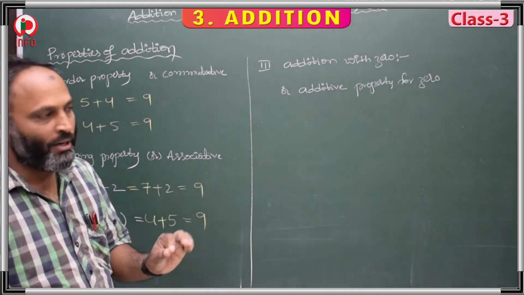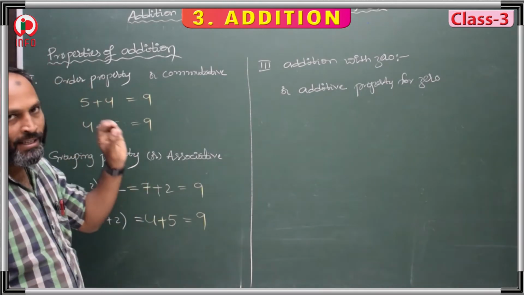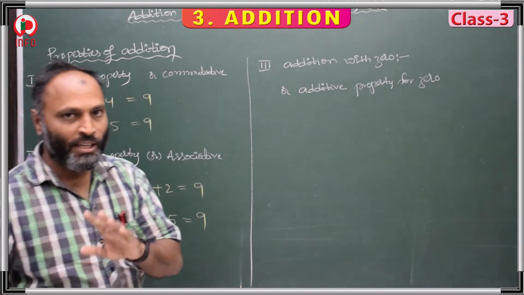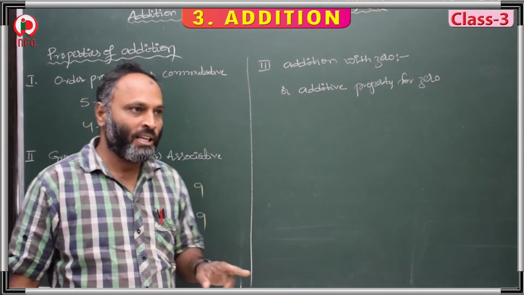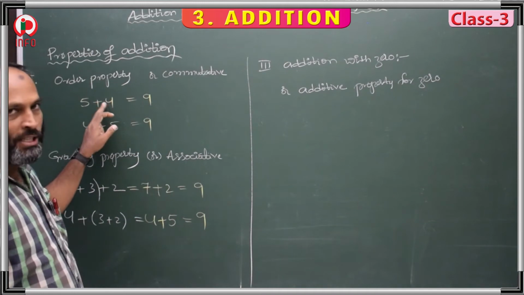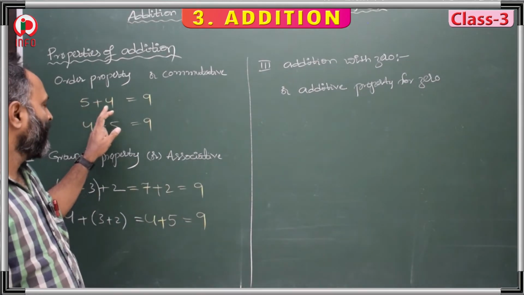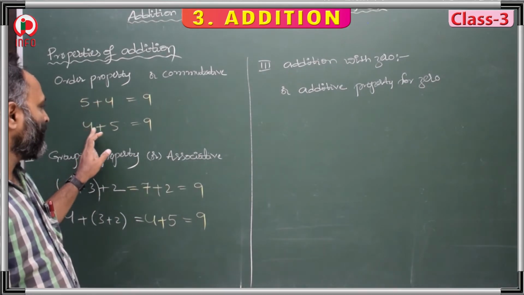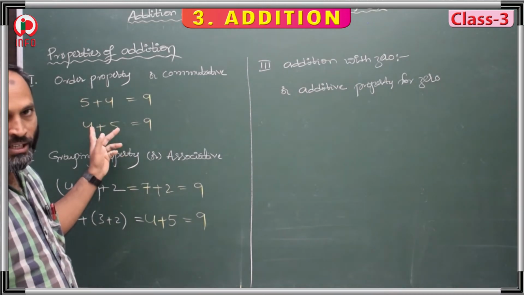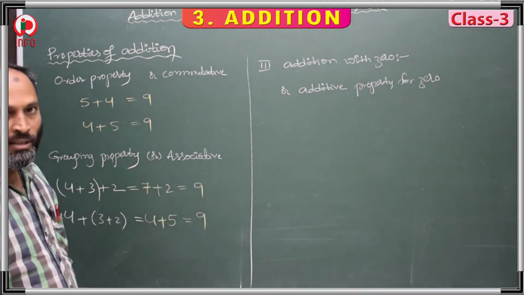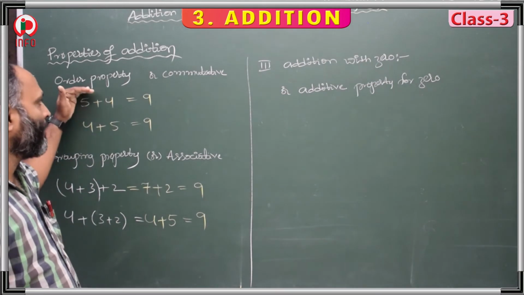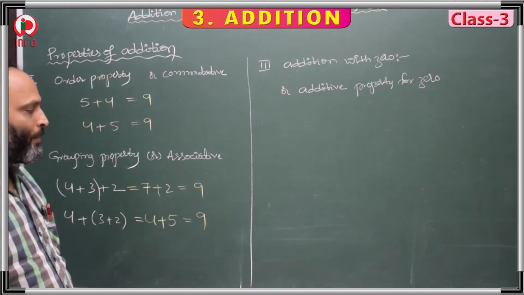In the commutative property, if the order of the addends changes, then there is no change in your answer. Like 5 plus 4, this is the first addend, this is the second addend. In the second case, this is the first addend, this is the second addend. We changed the order here, but the answer is the same. So this is called the order property or commutative property.